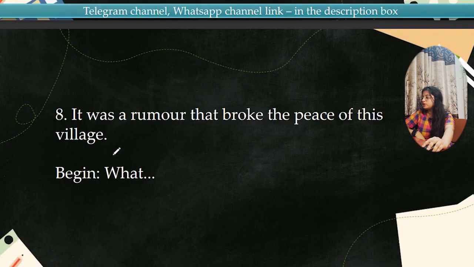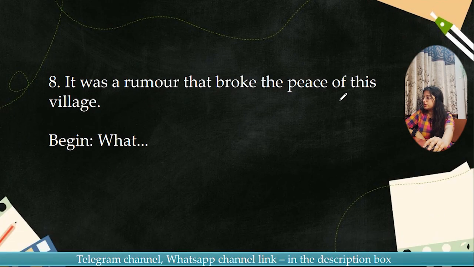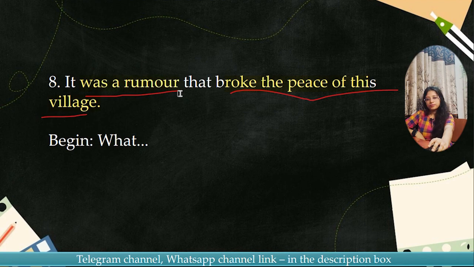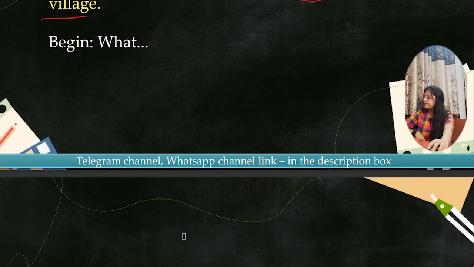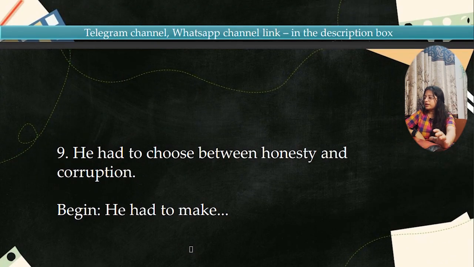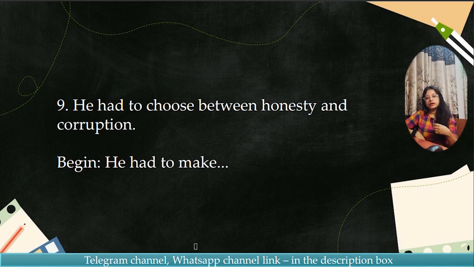Number 8. It was a rumor that broke the peace of this village. So what broke the peace of this village, comma, was a rumor. As simple as that. What broke the peace of this village? This part is done. Second part, put a comma and write was a rumor. Next, number 9. If you think that I am hurrying a bit, do pause the video.